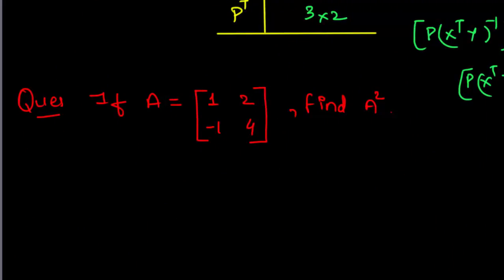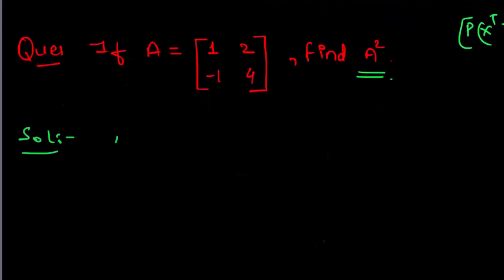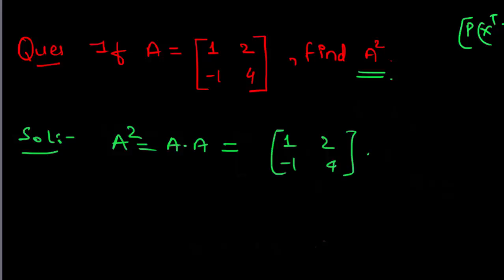In this I'll explain how to multiply two matrices. We can write A squared as A into A. So write A two times: 1, 2, minus 1 and 4, and 1, 2, minus 1 and 4. Now follow the step-by-step procedure if you're just starting out.